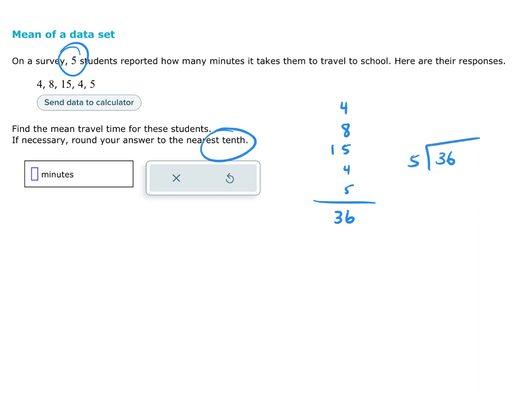Just like before, we're rounding to the nearest tenth if necessary. 5 goes into 36 7 times. Decimal point. And regroup. 5 goes into 10 twice. We didn't need to round because our answer is 7 2/10, 7.2 minutes.